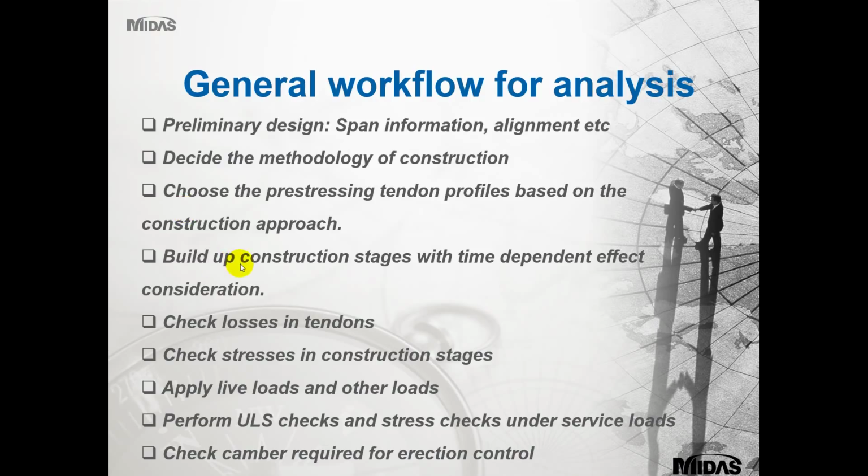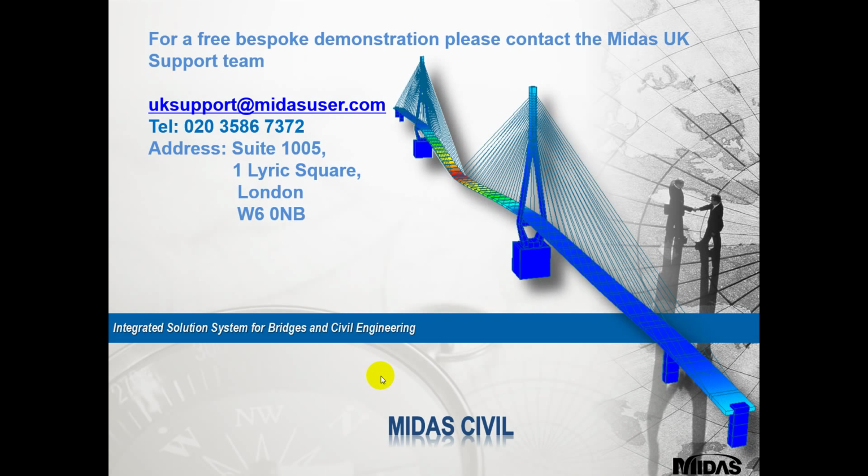So we can build the construction stages with the time dependent materials, and we can take them into consideration. We can check the losses in the tendons, then we check the stresses throughout different construction stages. Then we'd apply the live loads and other loads to the bridge, i.e. our moving loads and everything like that. Then we can perform the ultimate limit and serviceability checks and the stress checks under the service loads. Then we move on to check the camber angle required for the erection control.